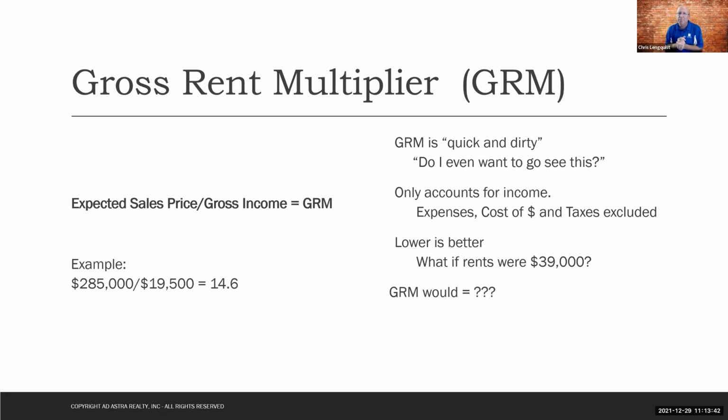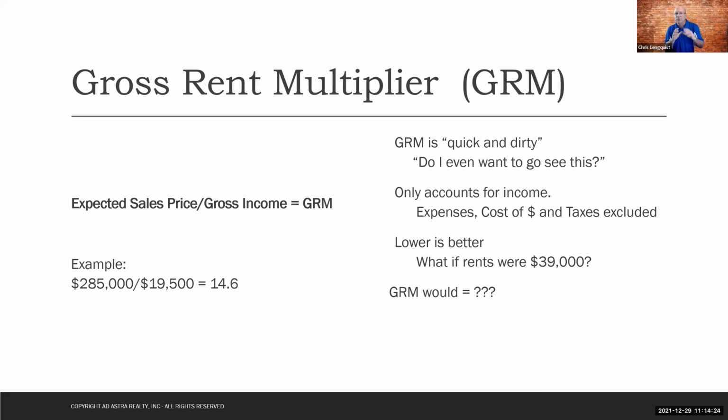The math on a GRM is really, really simple. It's the expected sales price divided by the gross income. So remember that $285,000 is the market value of this home. We're just going to pretend that she's going to sell it. And we do know that $1,625 is the rent. And $1,625 being the rent, if you multiply that by 12, you get $19,500. And you do use the gross rents. And if you do that, then it's 14.6 is what you come up as your GRM. That means you would have to have 14.6 times the gross income to pay for that house.